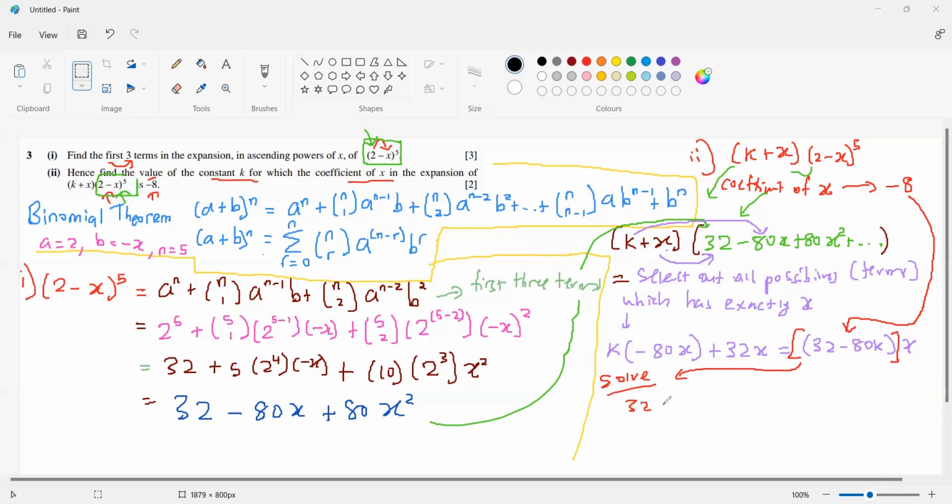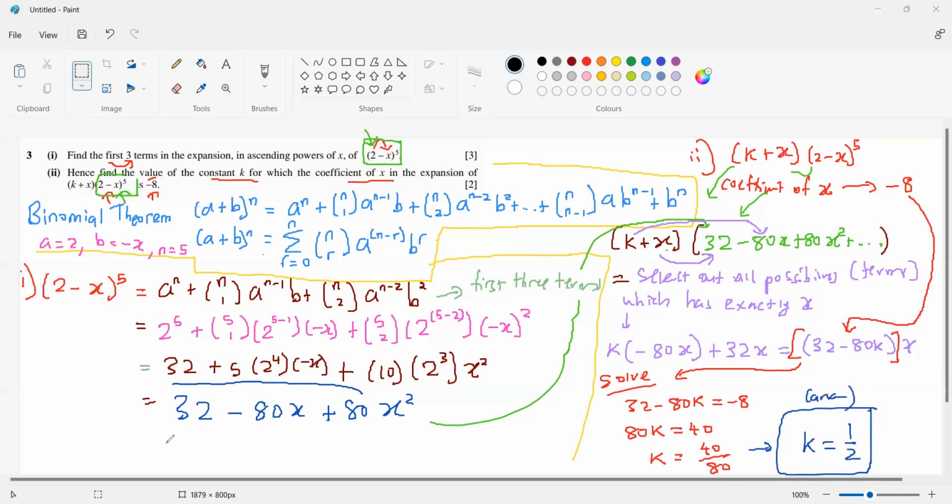So 32 minus 80k equals -8. So 80k equals 40, since 32 plus 8 is 40. All this you'll know. So let's divide it, please. So we divide like that, and finally we arrive at the value of k, which is a half. That's the answer for the second part, and this was the answer for the first part. We're going to put it in the box, all right? Thank you.